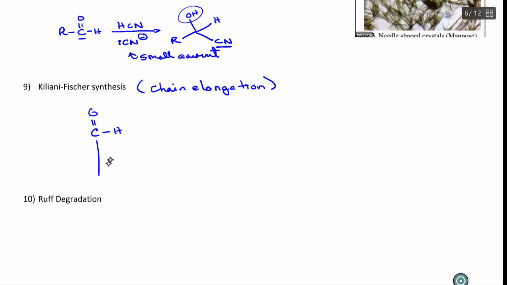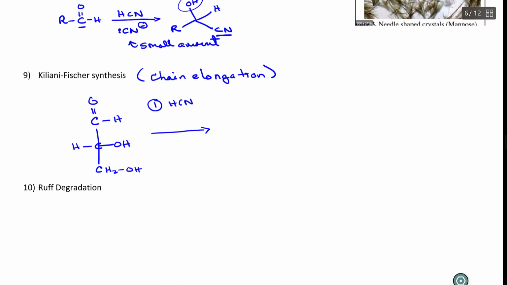So it looks like this, and then I have this carbon, and then I have an OH, and then I have an H over here, and I have a CH2 and an OH. And in the elongation reaction, the first step is to use cyanide, so HCN. So it's the cyanohydrin reaction with a little bit of CN minus, like maybe sodium cyanide or something. So I'll just say CN minus.